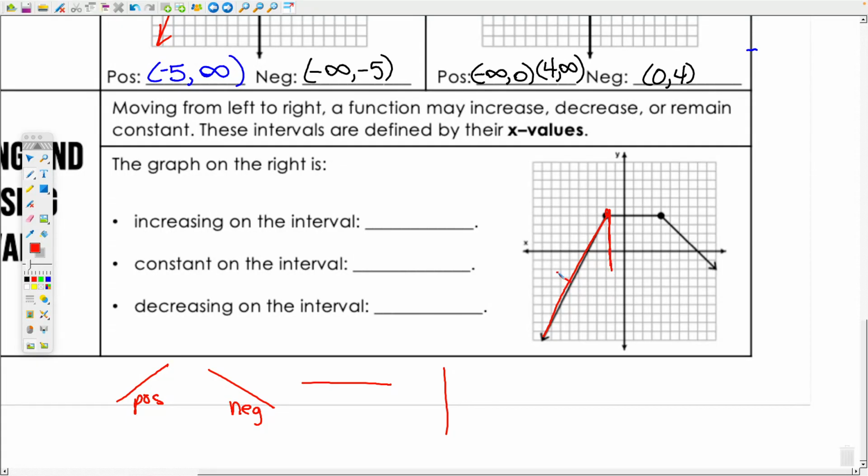This line, this slope from here to here is positive. It's increasing, okay? From here to here, it's not increasing. It's not doing anything at all. It's remaining constant. Feel free to write on your graph so you can see this for yourself. And now from here to here, this is decreasing because it's going downward.